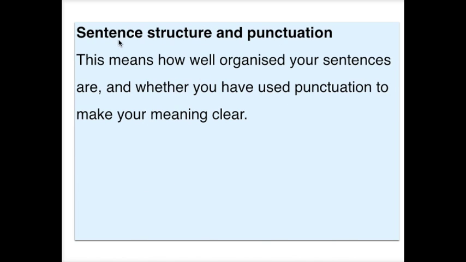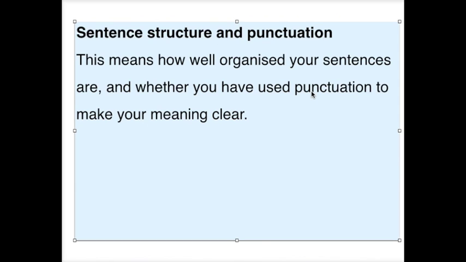After this, we have sentence structure and punctuation. So this is looking at the work on a sentence level, which means how well organized your sentences are and whether you have used punctuation to make your meaning clear. So you should be looking at using 3 different types of sentences, using simple, compound, and complex. You should also be looking at embedding clauses into those sentences and also using a variety of punctuation marks.